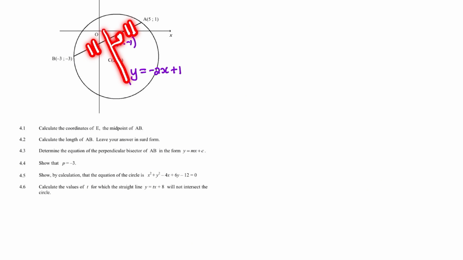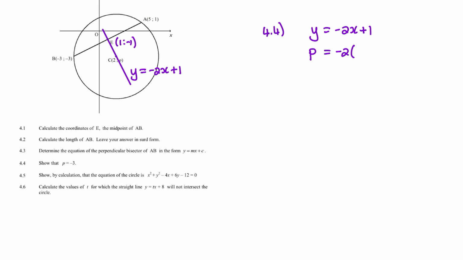You can see it's one of the theorems that we learned in circle geometry, that the line from the center to the midpoint of the chord bisects the chord. So that line would move through the center of the circle. So for 4.4, I have y is equal to -2x plus 1. I don't know the y value. We know that that is p, and the x value at point C is 2. And if I simplify, I have p is equal to negative 4 plus 1, and that is negative 3.